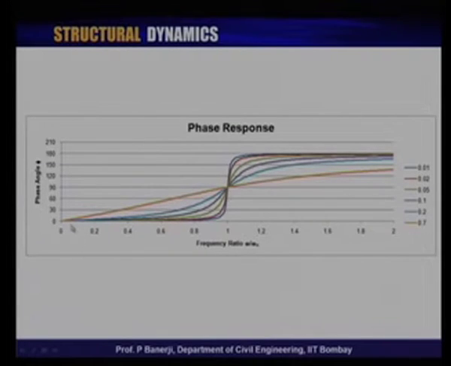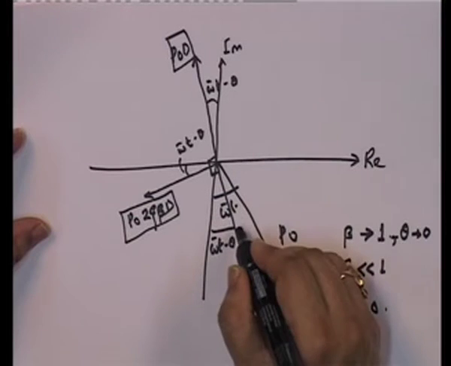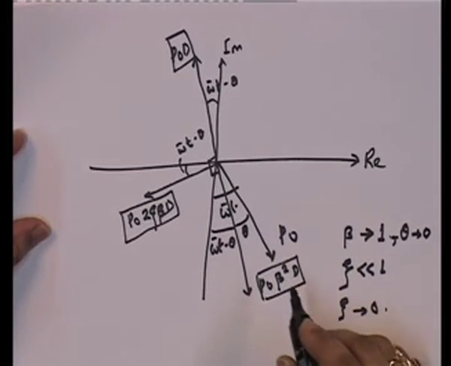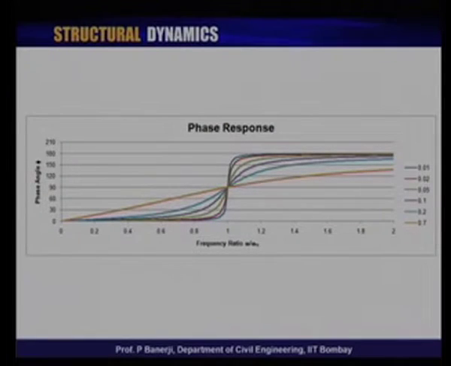As beta tends to 0, what happens to the phase angle? Phase angle theta tends to 0. In other words, the phase lag, if we come back to this, this theta, is for all practical purposes 0. So, then if I redraw that, what does the diagram look like?